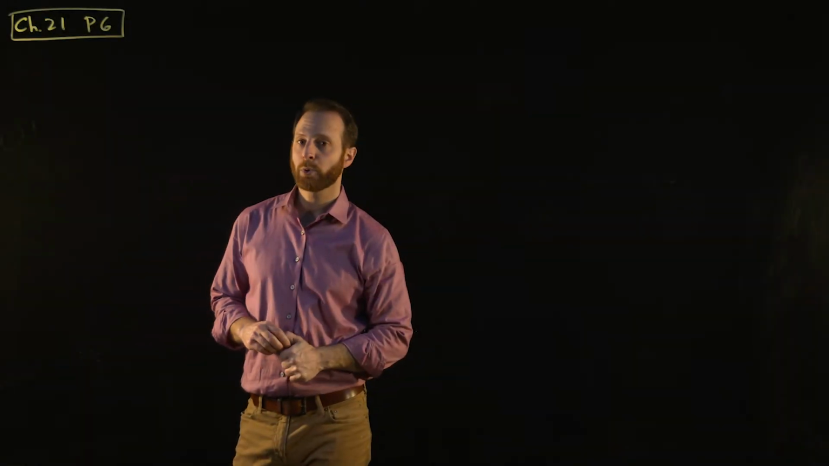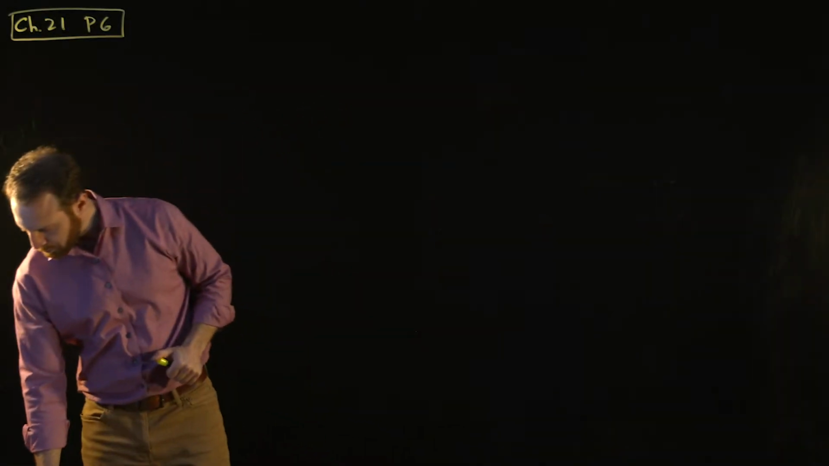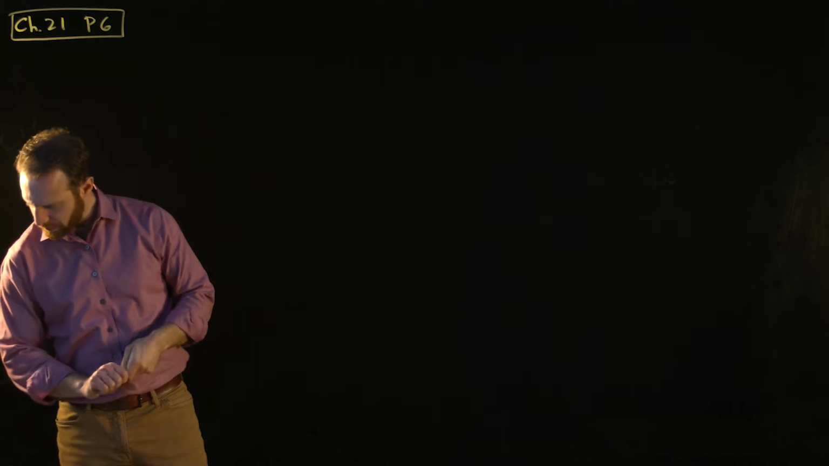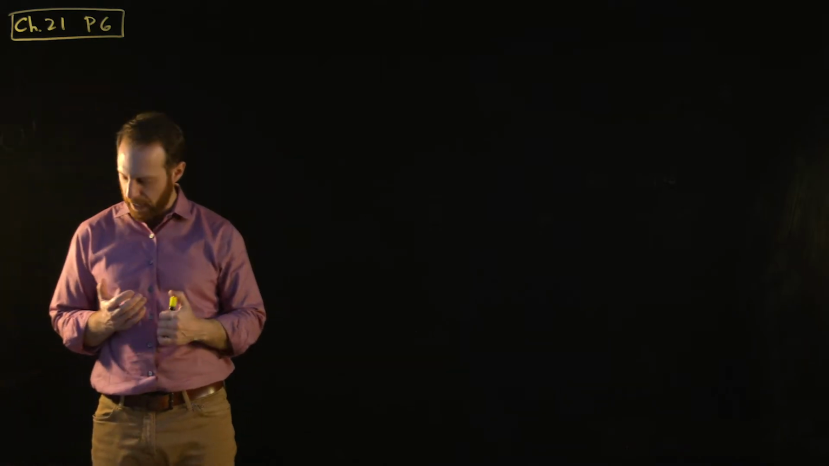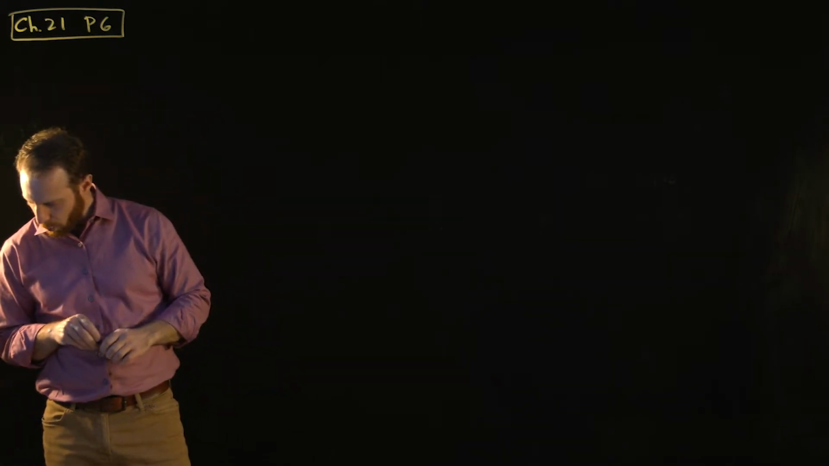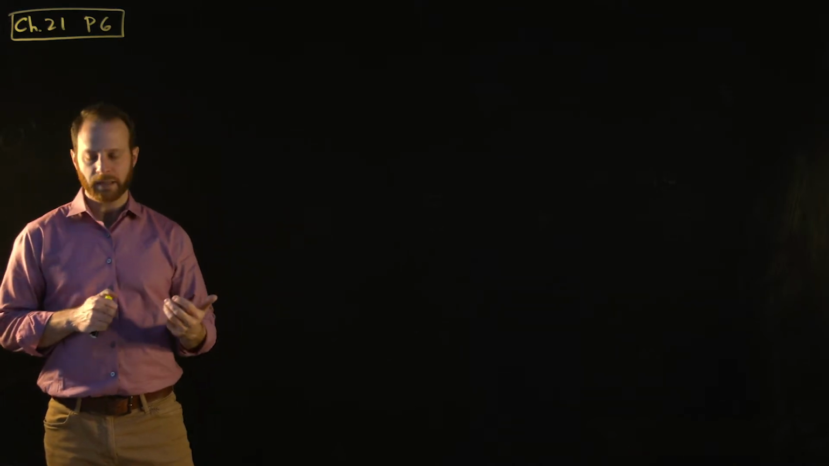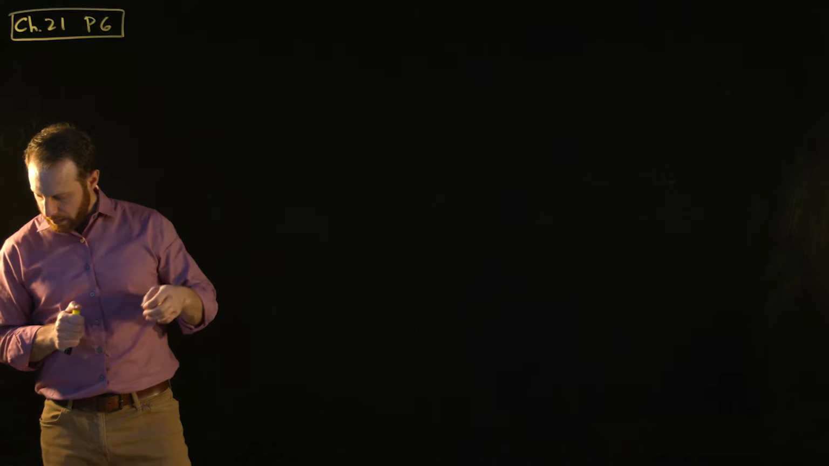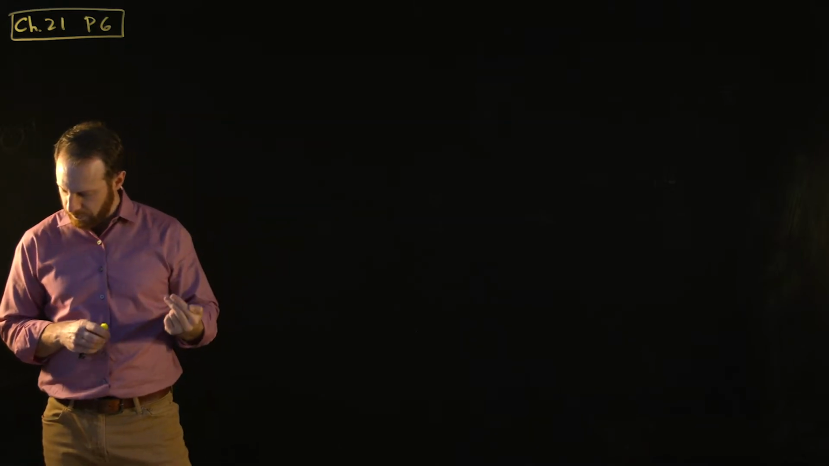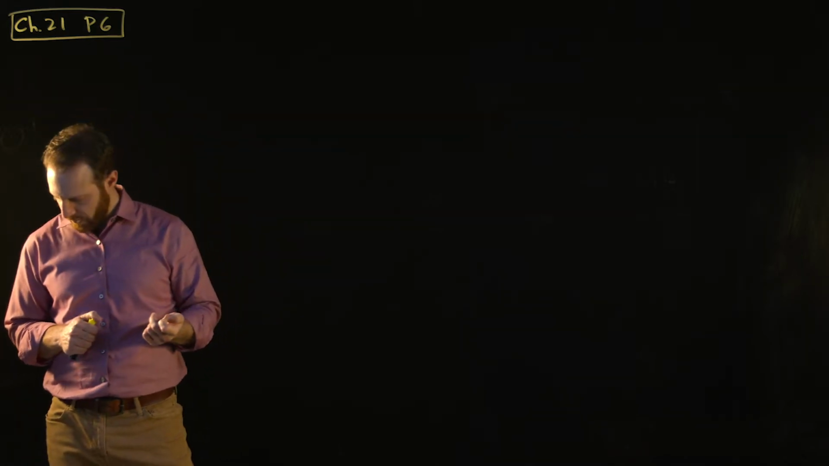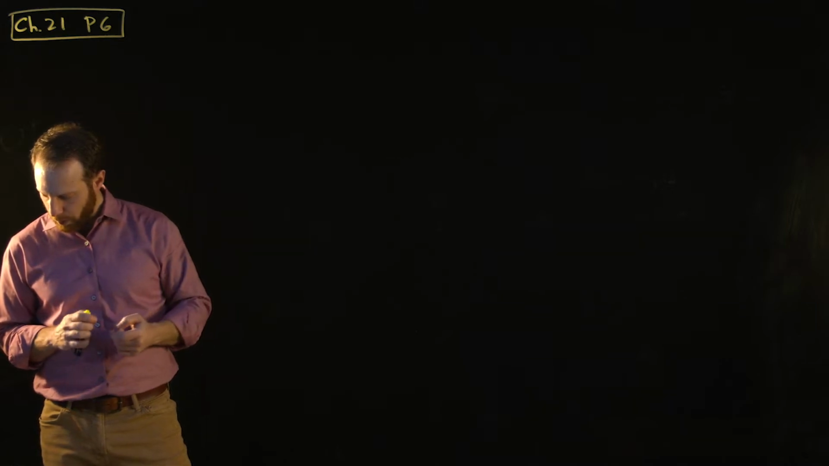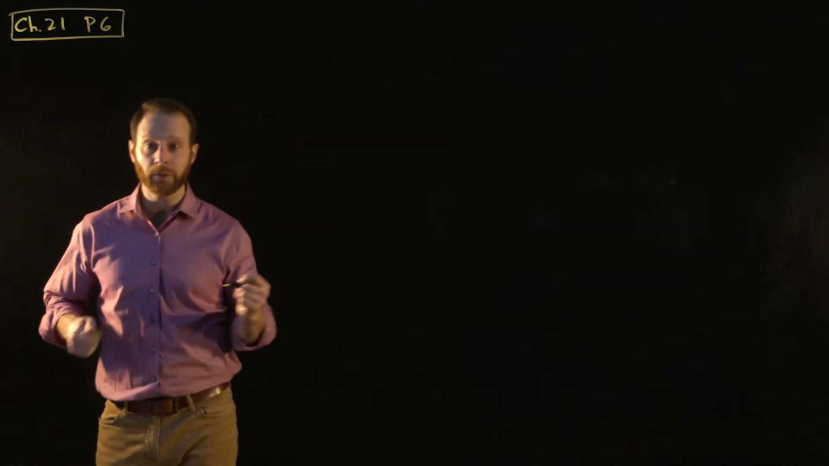Alright, this is Chapter 21, Problem 6, which says this. A fixed 10.8 centimeter diameter wire coil is perpendicular to a magnetic field which is 0.48 Tesla pointing up. In 0.16 seconds, the field is changed to 0.25 Tesla pointing down. What is the average induced EMF in the coil?